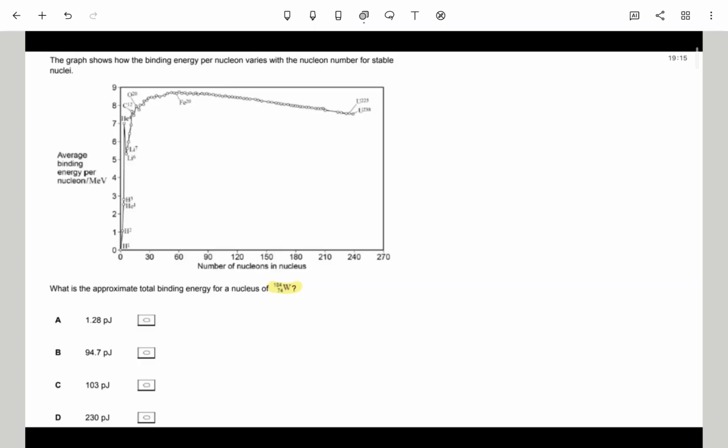But essentially what you need to do when you get a question like this is you go to 184, which is somewhere there. Your answer might not be perfectly right, but it'll be close enough to know which one it is. So that goes to there, and then I want to go across and get the binding energy per nucleon, which is just under 8. You could probably use 8, it'd be absolutely fine. In fact, I will use 8. So what we've got is the binding energy per nucleon, which is 8 MeV per nucleon.